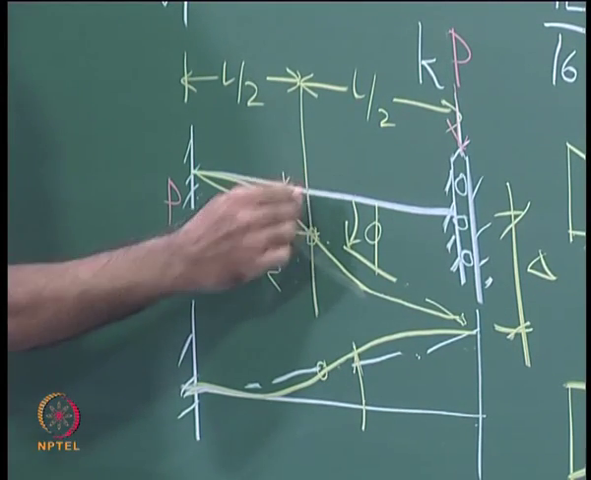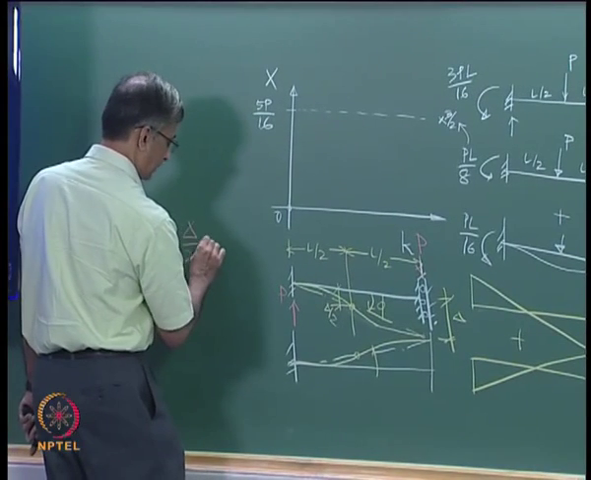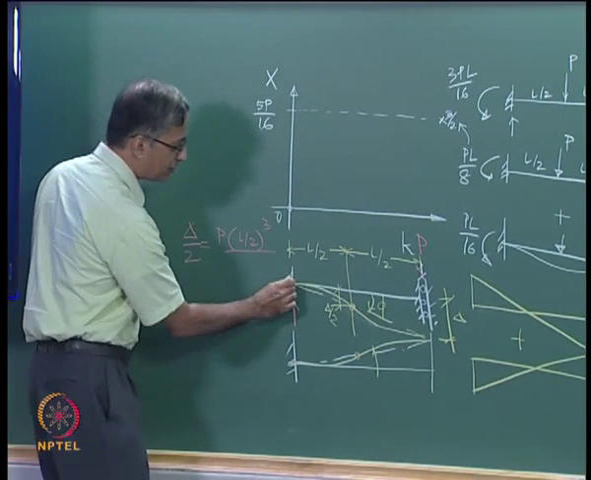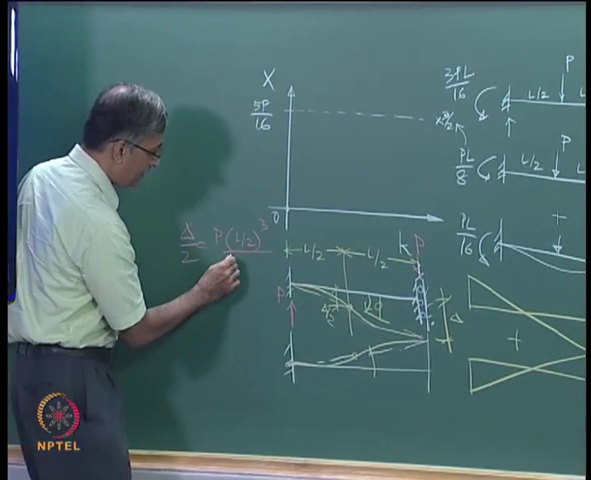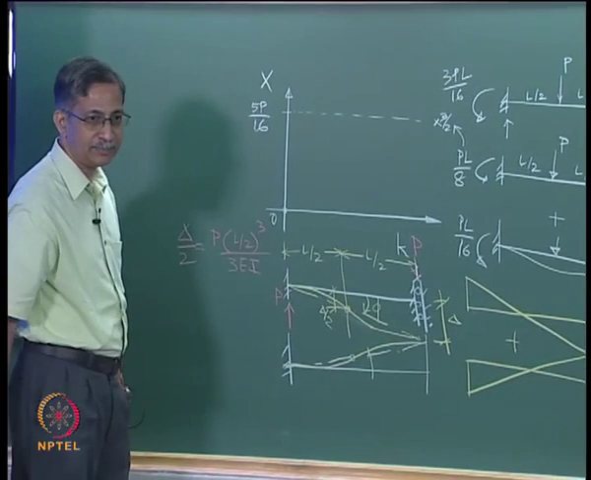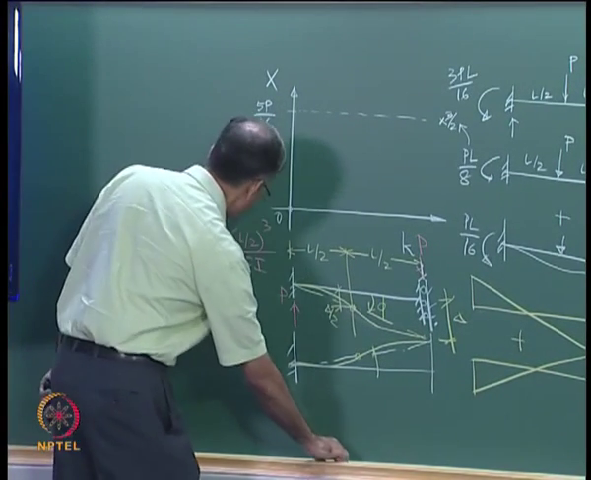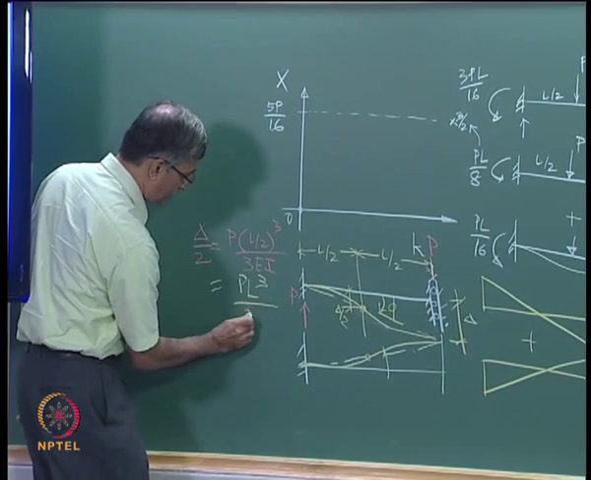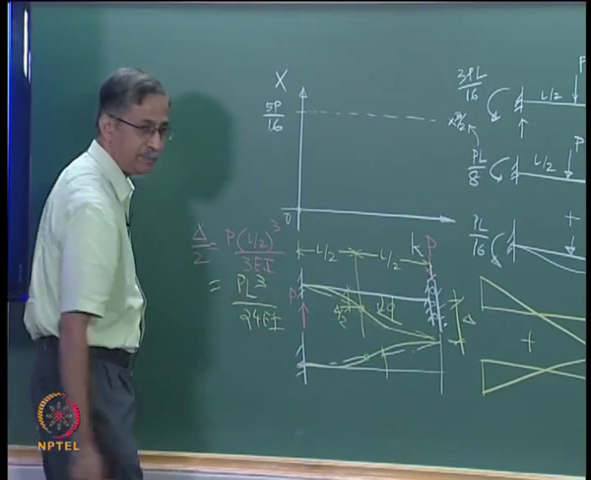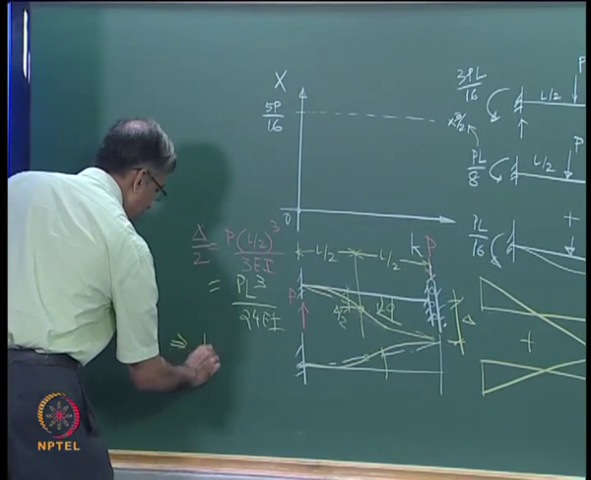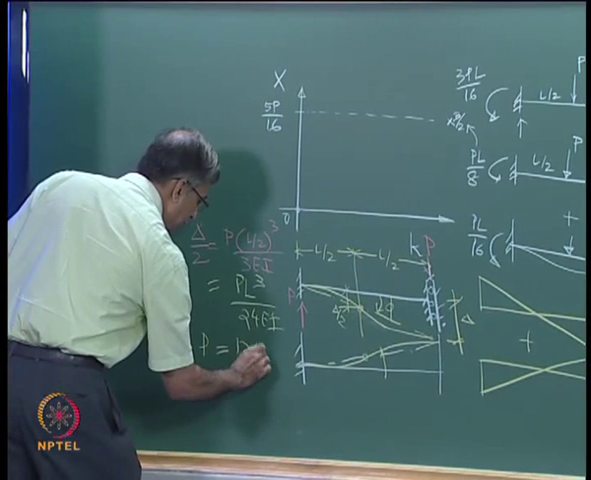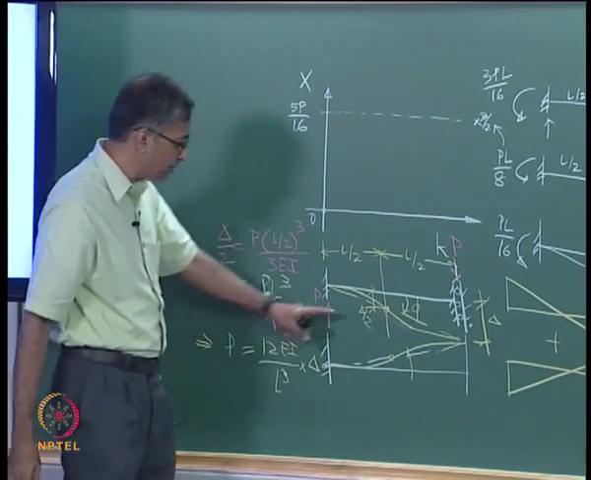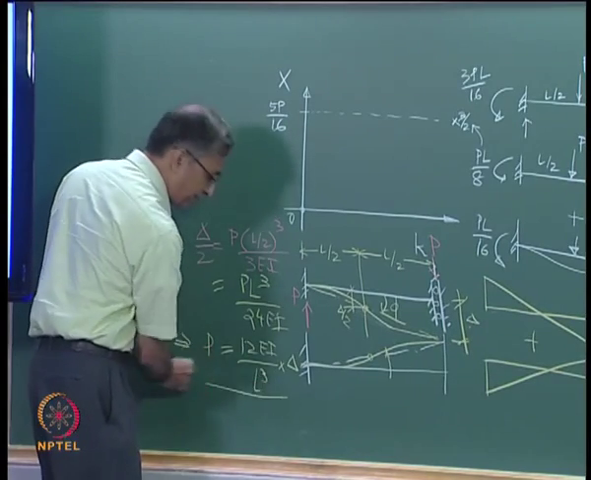And what do you think this deflection is? Delta by 2 will be P into L by 2 the whole cube by, it's a small cantilever, right? I can cut it there, by 3EI. It's a clever way of solving the problem. So this turns out to be, remember this, PL cubed by 24EI, or you can say P is equal to 12EI by L cubed into delta. So you have a relationship between this delta and this P. It's very important to remember this relationship.